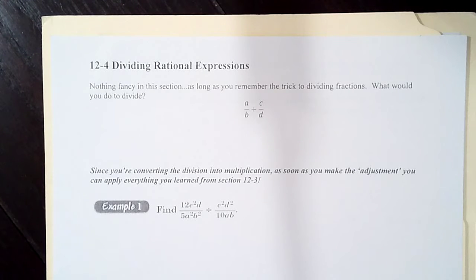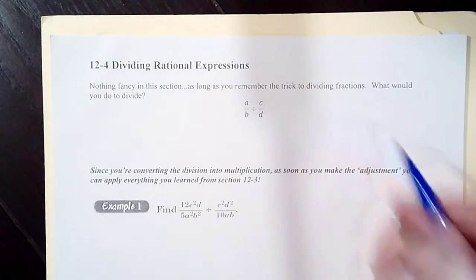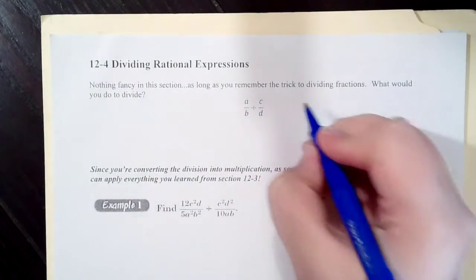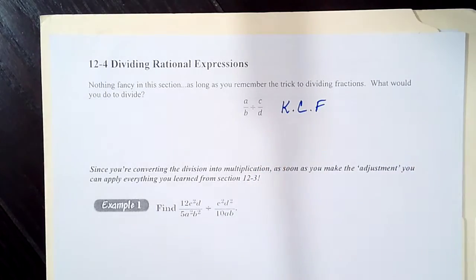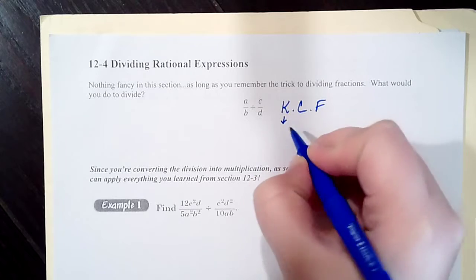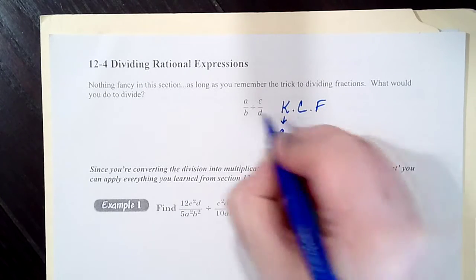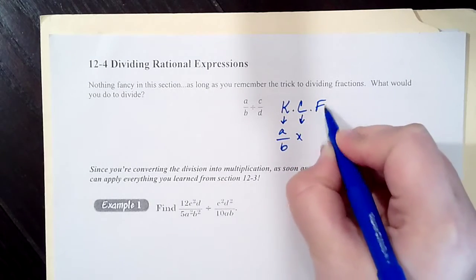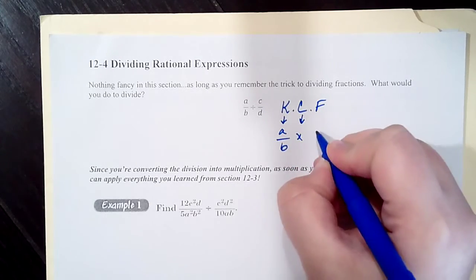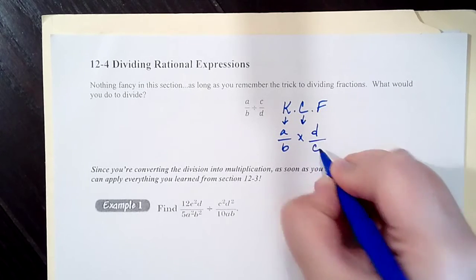So if I give you this, a over b divided by c over d, or this fraction divided by this fraction, you should remember the keep, change, flip method. So the keep means we're just going to leave the first fraction alone. We're going to change the division symbol to multiplication, and then we are going to flip the second fraction. So instead of having c over d, we're going to have d over c.